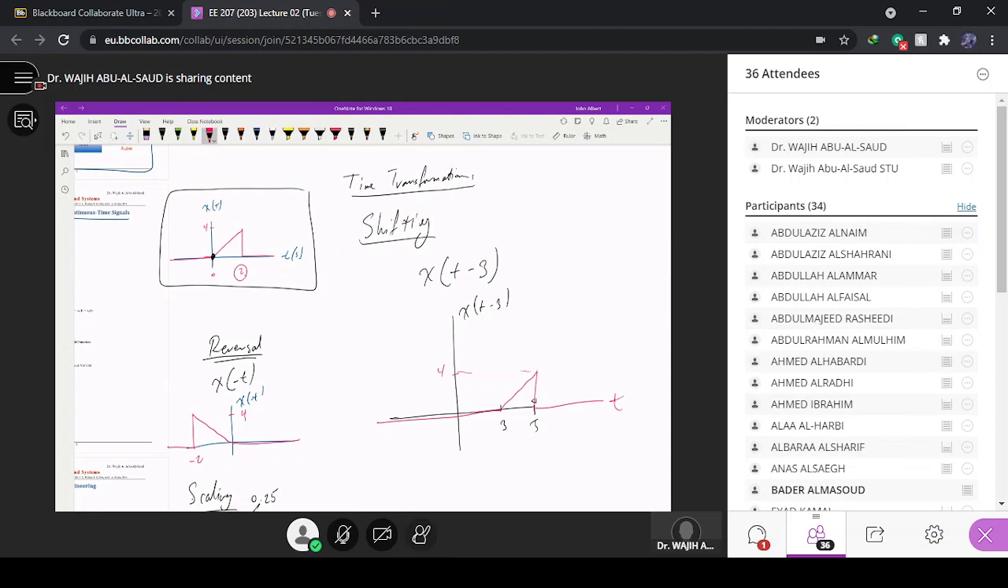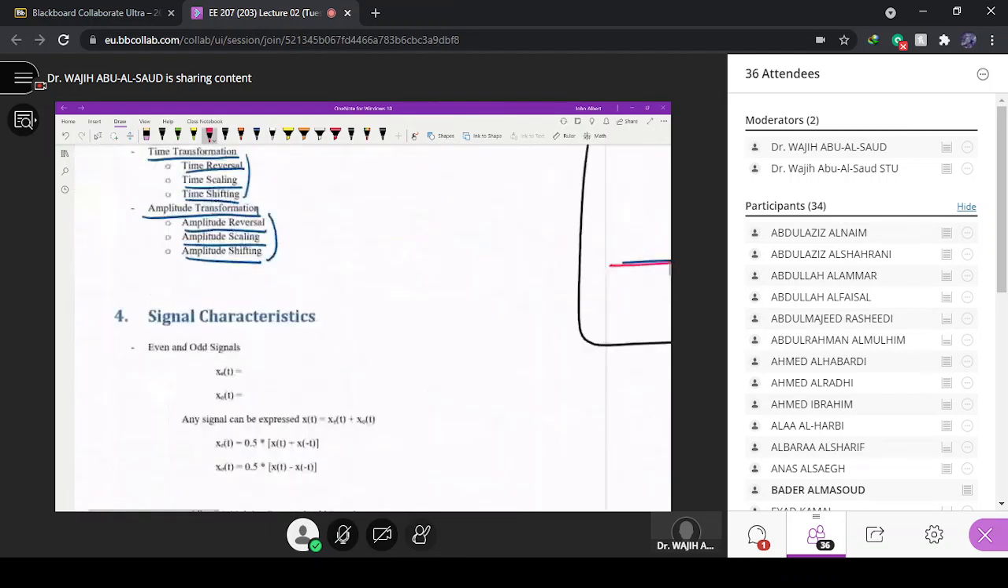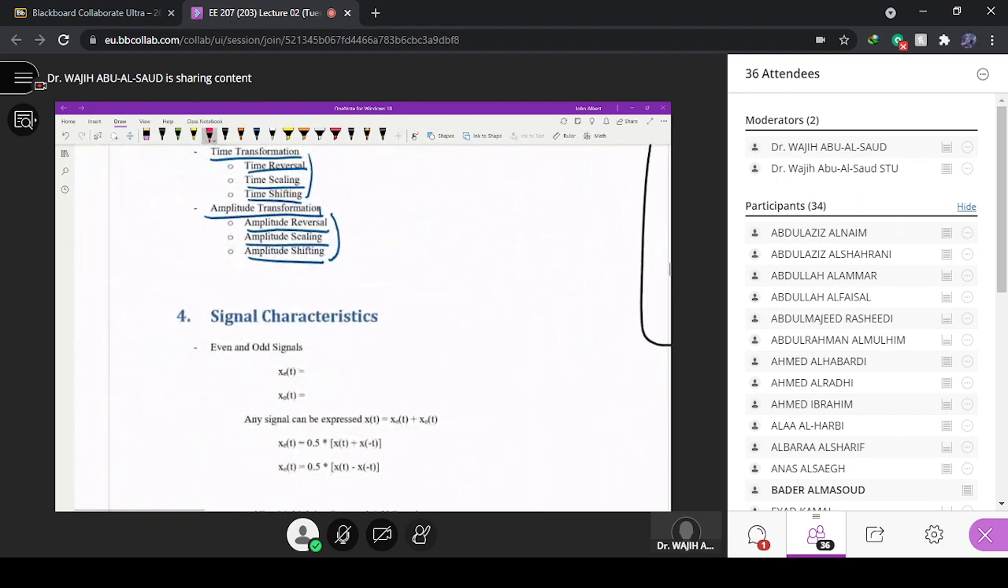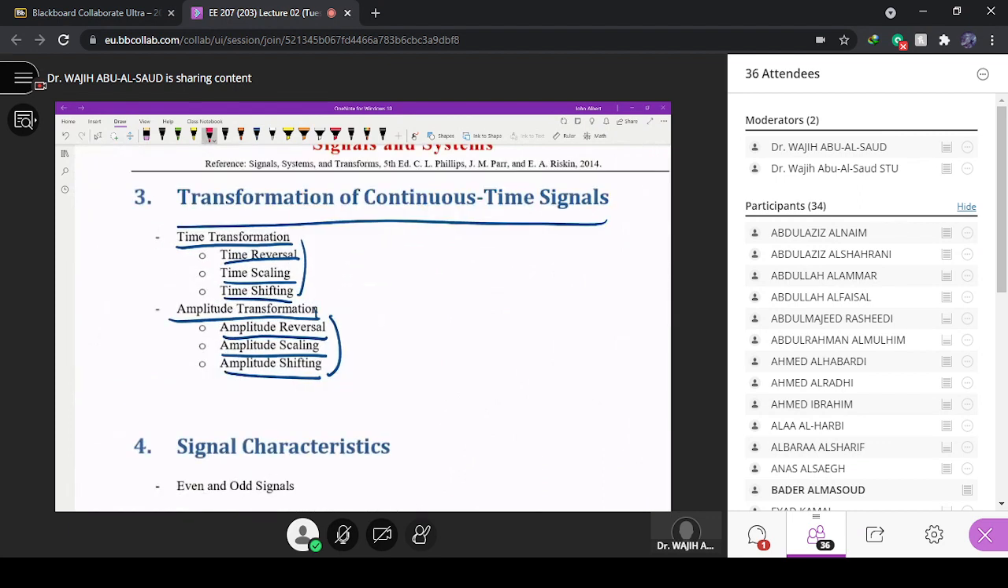And I promise you that I'll solve a problem for you that will discuss, in fact, all of the 6 different transformations in one example. And if you understand the example that I will solve, hopefully you're not going to have any trouble with this topic at all. Right? So now we have talked about time transformation. Now let's go to amplitude transformation. And in my opinion, amplitude transformation is easier than time transformation for the following reasons.